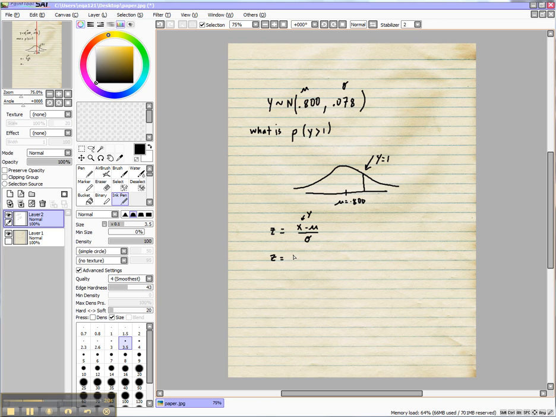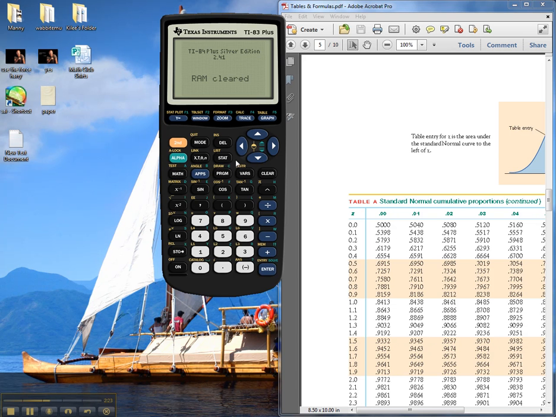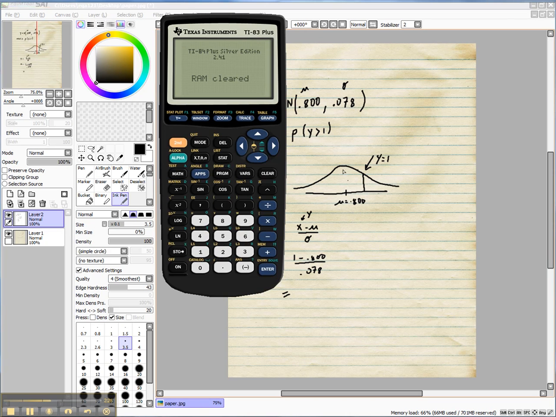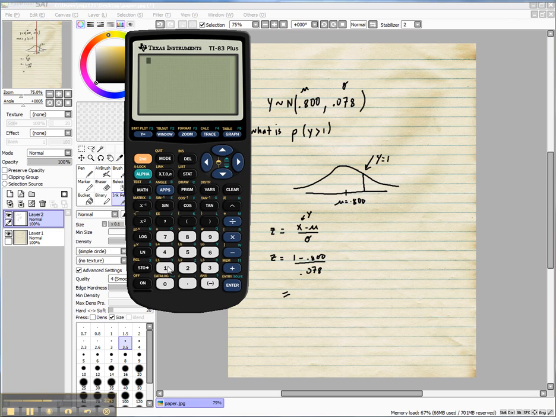So we're going to plug in what y is. Y is 1 and our mu is 0.800. And then our standard deviation is 0.078. Alright? And then we're going to solve for what this is. Let me take out my calculator. Okay, here's my calculator. I'm going to solve for 1 minus 0.800, and then divide that by 0.078. Alright, so we have a z-score of 2.56.